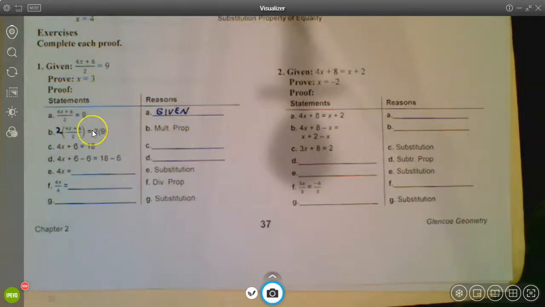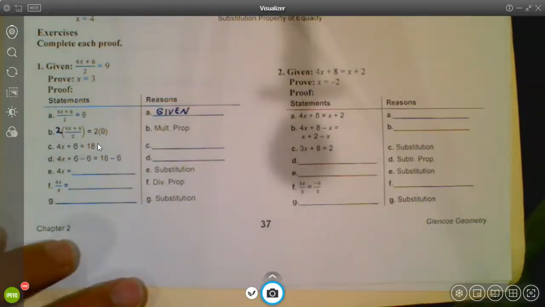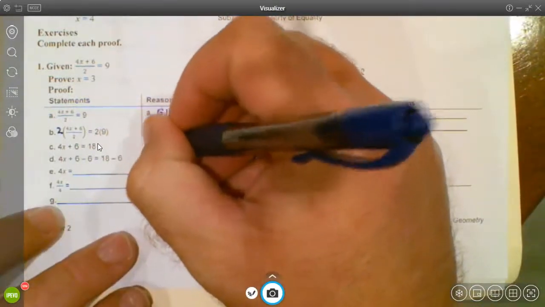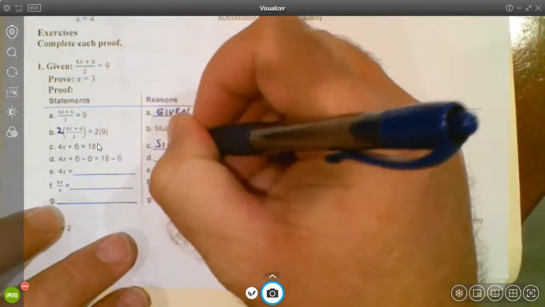So we multiplied both sides by 2. From there, these two would cancel, and I would be left with just the 4x plus 6. And on the right side, we know that 2 times 9 is 18. So here's where they get that weird move where they would call this substitution. If you want to put that, I'm okay with that because that's what the book says. I prefer something like simplify. So that's what I'm going to say, but I would take either one.